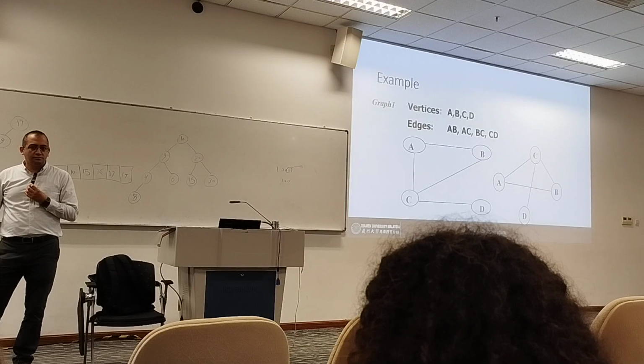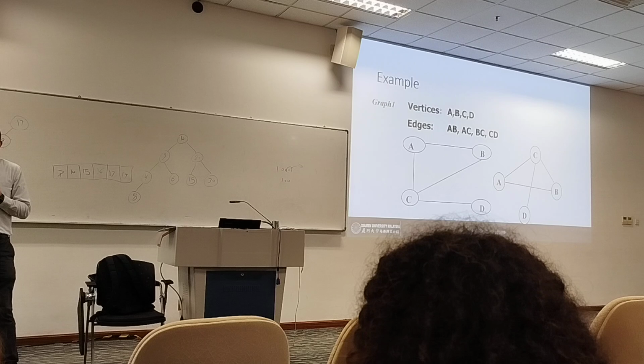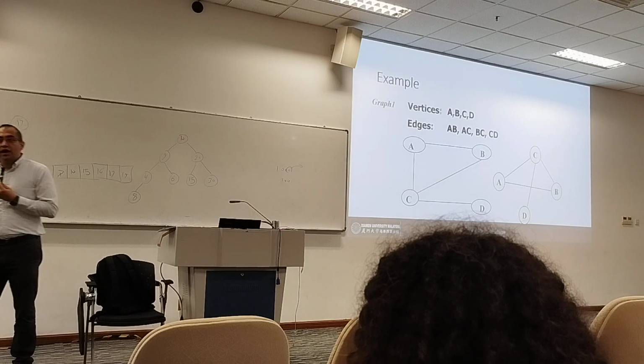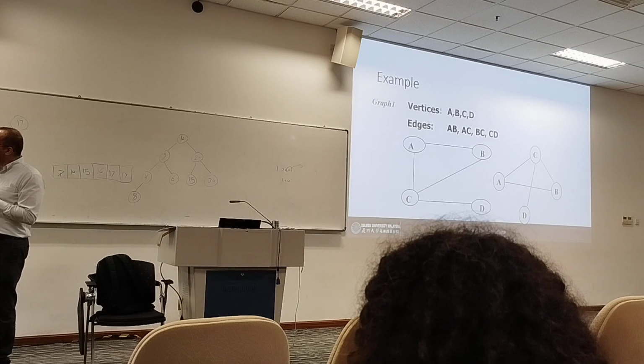They are different. Same. She says different. Who said same? Same or different? Same. How do you know they are same or different? How many vertices do we have? 4. A, B, C, D, correct? And these are the 4 vertices we have. How many edges do I have? 4. What are the edges?